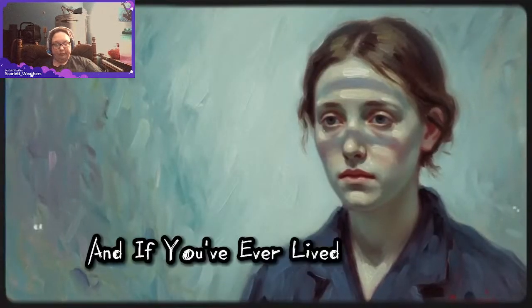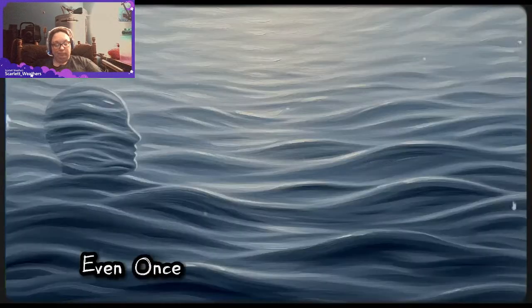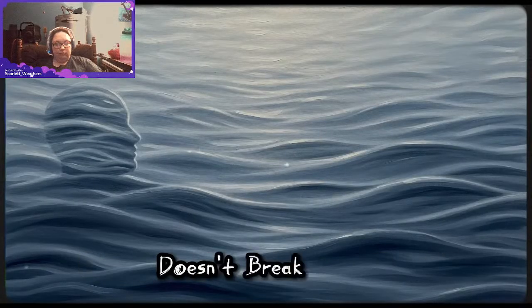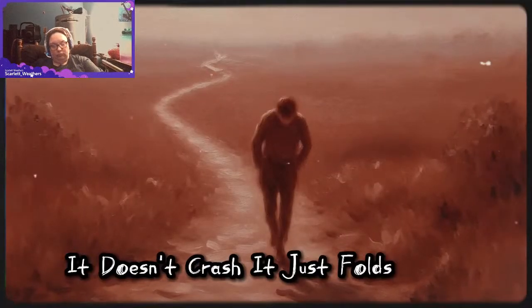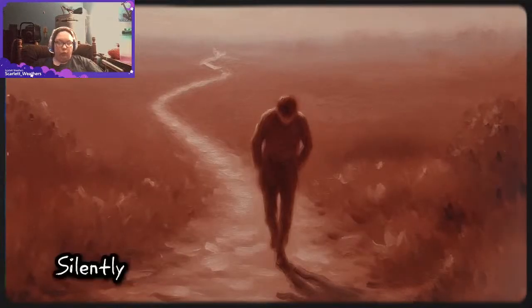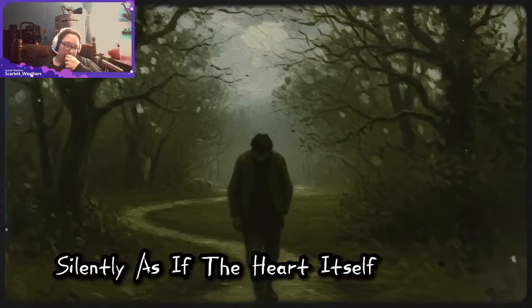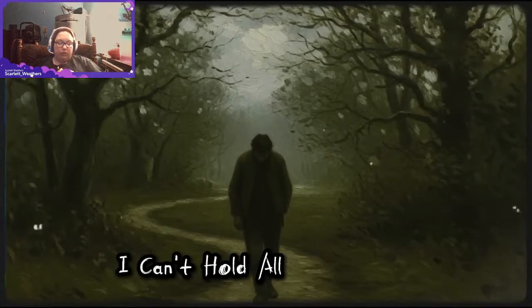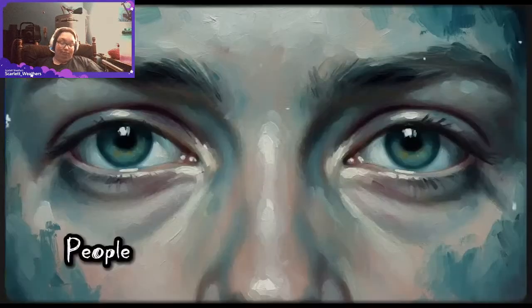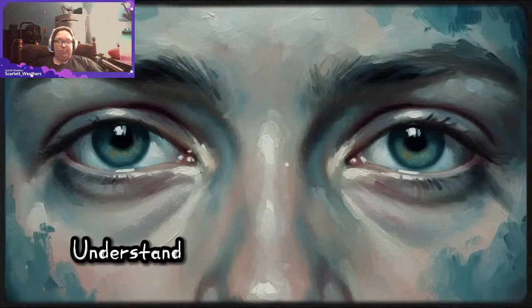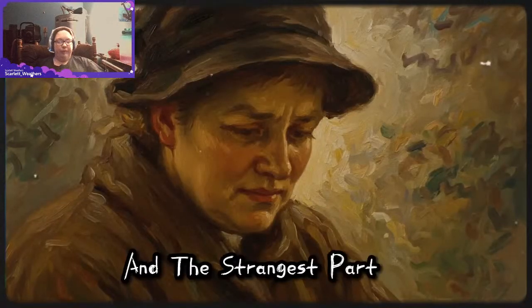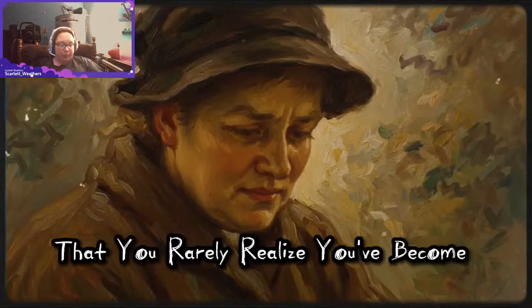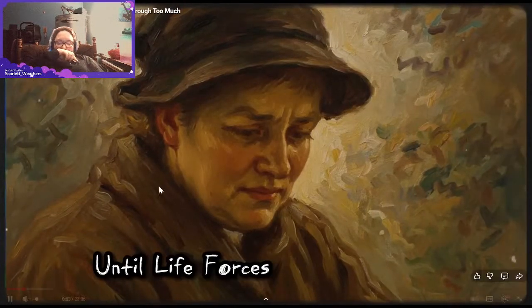And if you've ever lived through something like that, even once, then you know that it doesn't break loudly. It doesn't crash. It just folds. Softly, silently, as if the heart itself whispers, I can't hold all of this at the same time. People who have gone through too much understand that moment in a way others can't. And the strangest part is that you rarely realize you've become that person until life forces you to notice.